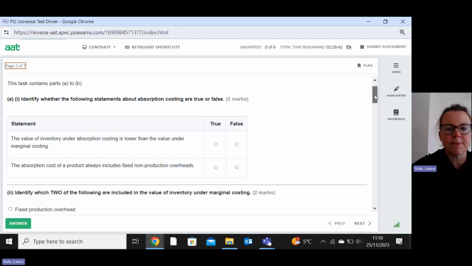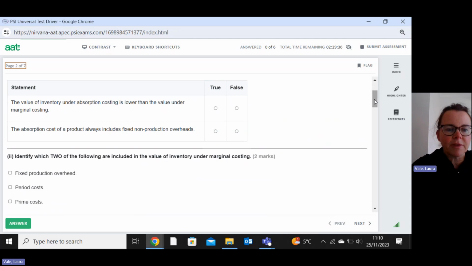Identify whether the following statements about absorption costing are true or false. The value of inventory under absorption costing is lower than the value under marginal. Well, that's clearly false because with absorption costing, we include our fixed production overheads, and in marginal costing, we don't. The absorption cost of a product always includes fixed non-production overheads. Well, that's not true. It always includes fixed production overheads, but not the non-production ones.